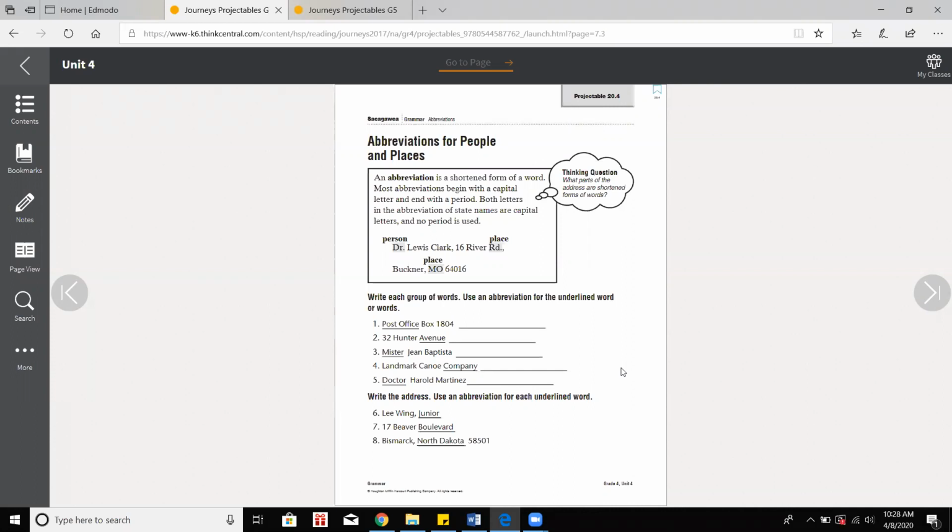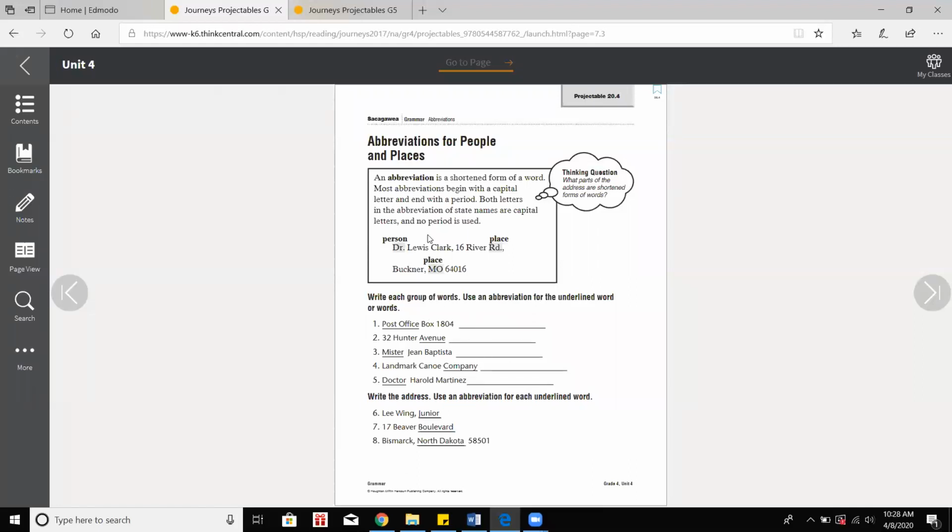So right now we want to talk about abbreviations. We will review some of the basic concepts and go through some examples also so we can improve in this skill. Okay, so we're going to start with abbreviations for people and places. We'll break down the definition, provide you with some examples, and then work on the exercises. I will show you the answers as well.